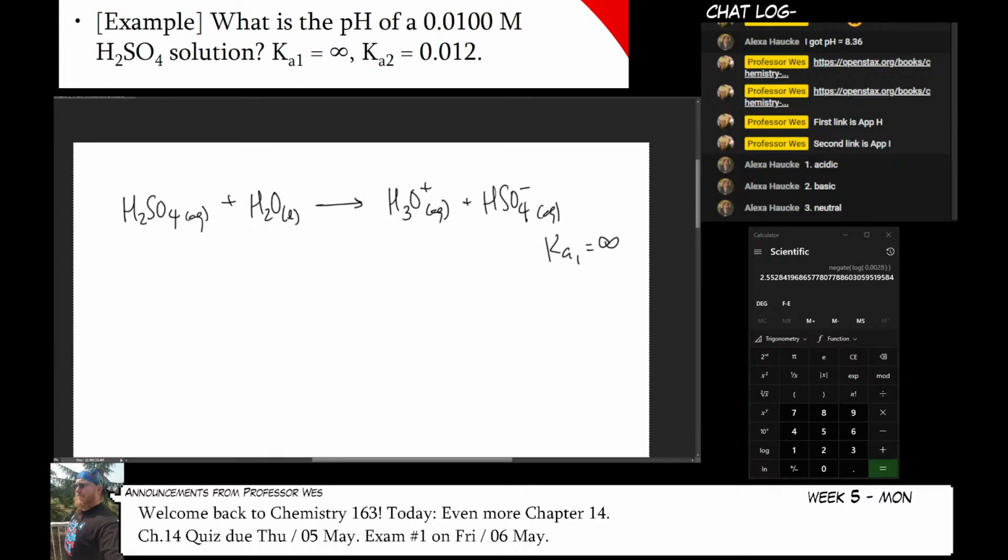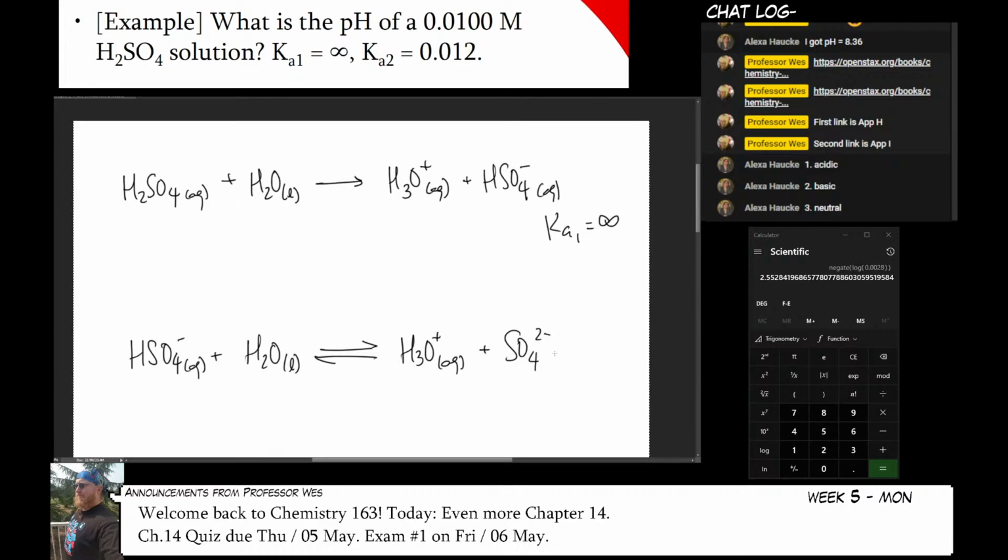And the reason for that is because this is a strong acid. The first dissociation completely happens. What about the second dissociation? So this is aqueous. This is liquid. That one is in equilibrium. There you go.